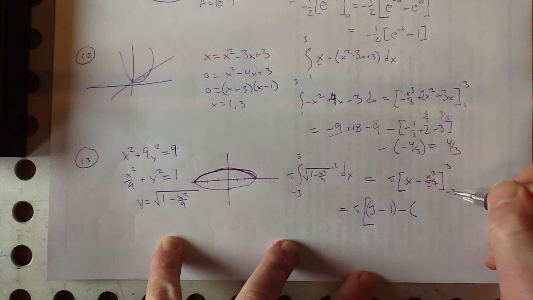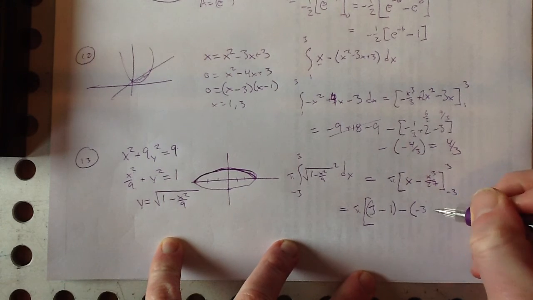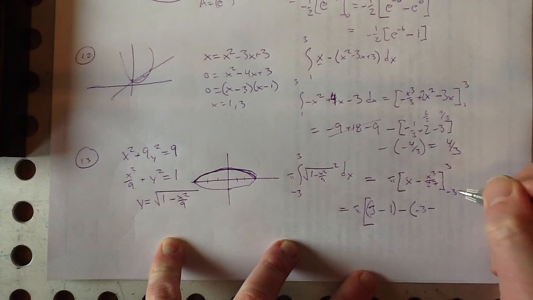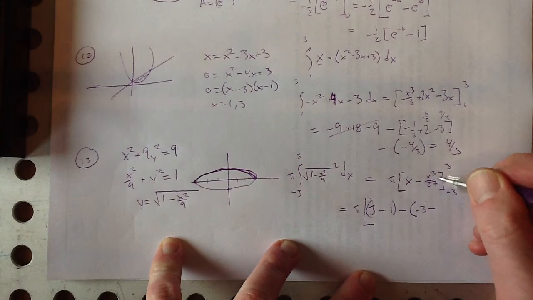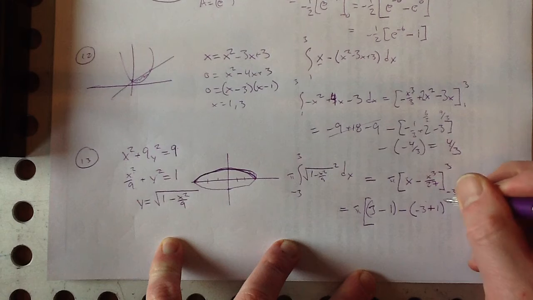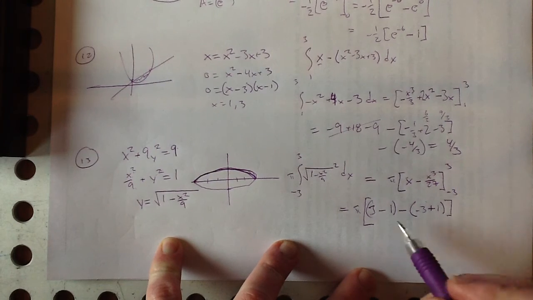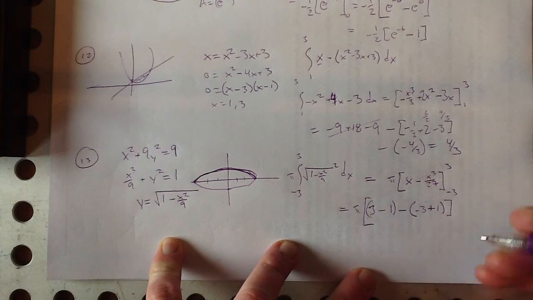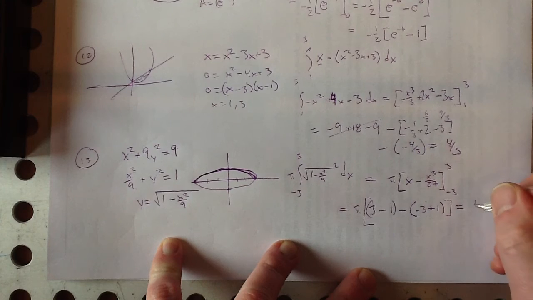Minus, when I plug negative 3 in here, minus negative 3 cubed is negative 27 over 27. Now that's going to turn into plus 1. Be real careful with the signs here. So it's 2 minus negative 2 is 4. So 4 pi is the volume of that.